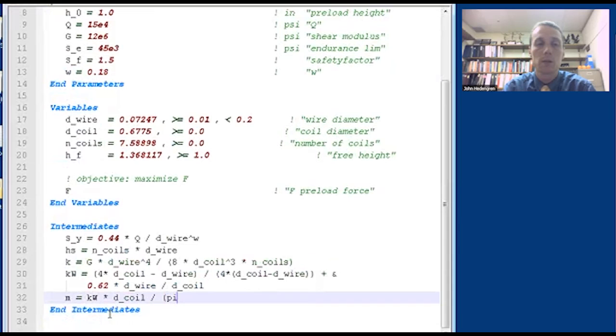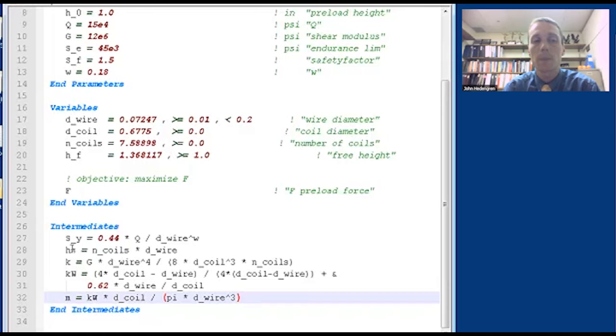If you didn't have constraints on D wire, one strategy is to move everything from the denominator into the numerator. You could put this into the equation section and multiply pi times diameter of wire cubed onto the left-hand side, just posing it in open equation format. We don't necessarily need to do that here because we're constraining D wire to be greater than 0.01. But if it does go to 0.01, this could get very large because 0.01 cubed is in the denominator. It's a very strong nonlinearity, and we'll have to watch for that if we're having a hard time converging to our solution.